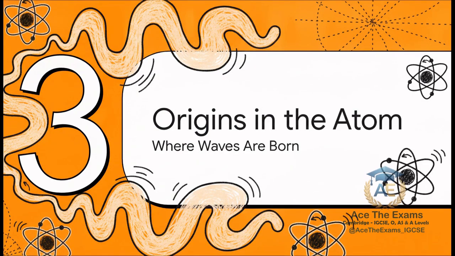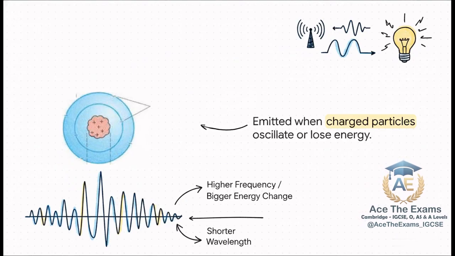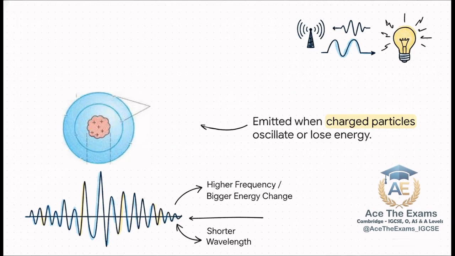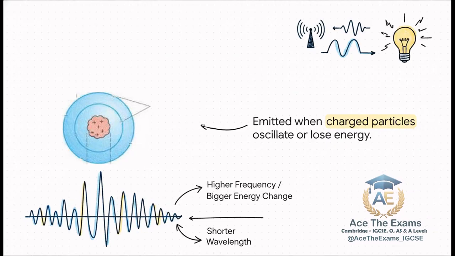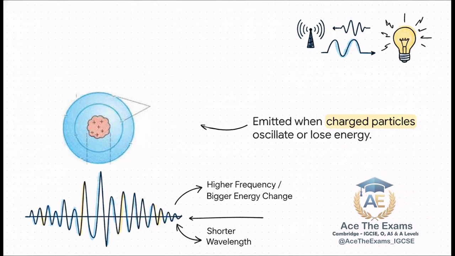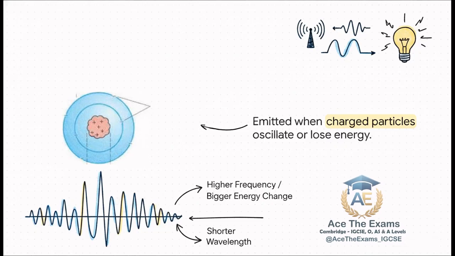Section 3. Origins in the atom, where waves are born. All right, before we check out all the different types of waves this equation creates, we really need to ask, where do they actually come from? Well, it all starts with the atom. You've got this central, positively charged nucleus, and it's surrounded by orbiting, negatively charged electrons. Every piece of matter in the universe is built out of these atoms.